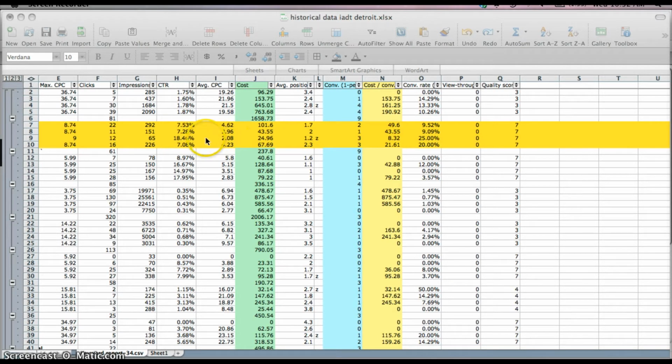This yellow block right here represents data for a keyword for a client of ours. I've deleted the keyword itself and its campaign and ad group in order to protect the anonymity of our client. But this will be our case study right here.